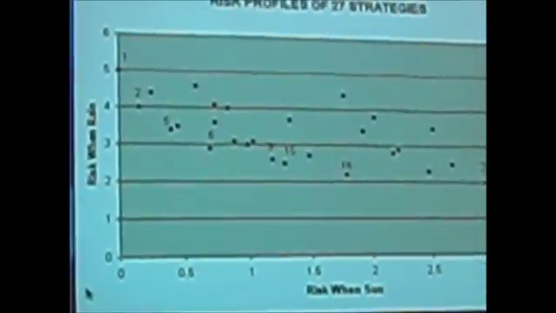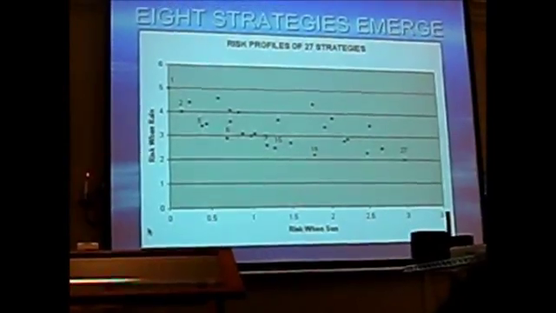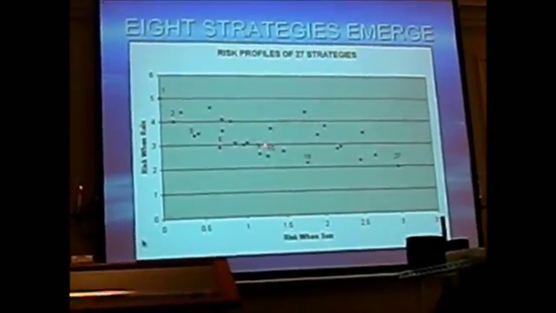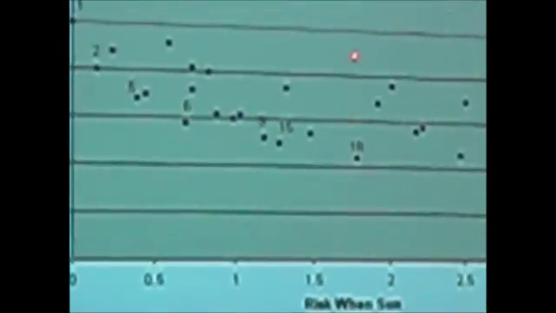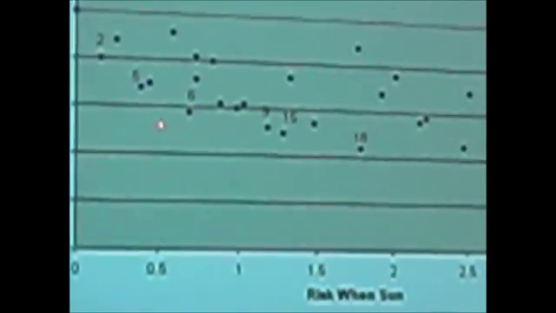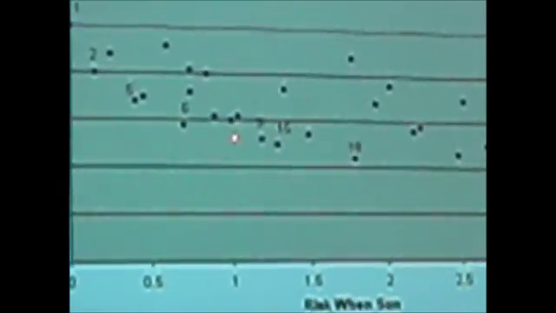We all don't look impressed with this. But it's very revealing in the following sense. Let's just look at strategy 15 here. See where it's plotted? Would you ever use this strategy versus 15? Why? Why not? More loss. Higher risk. It makes no difference if it's risk when sun or risk with rain. This value is always higher than the one for 15.